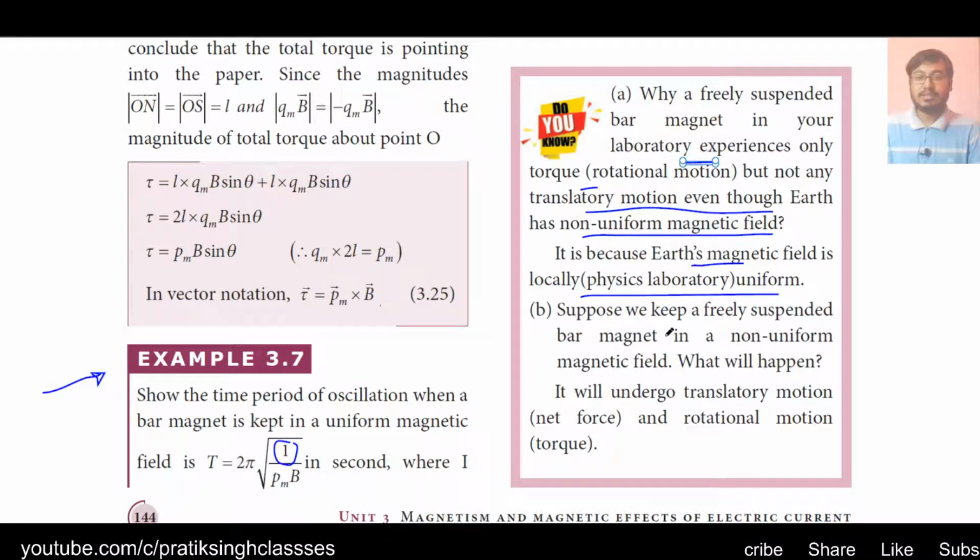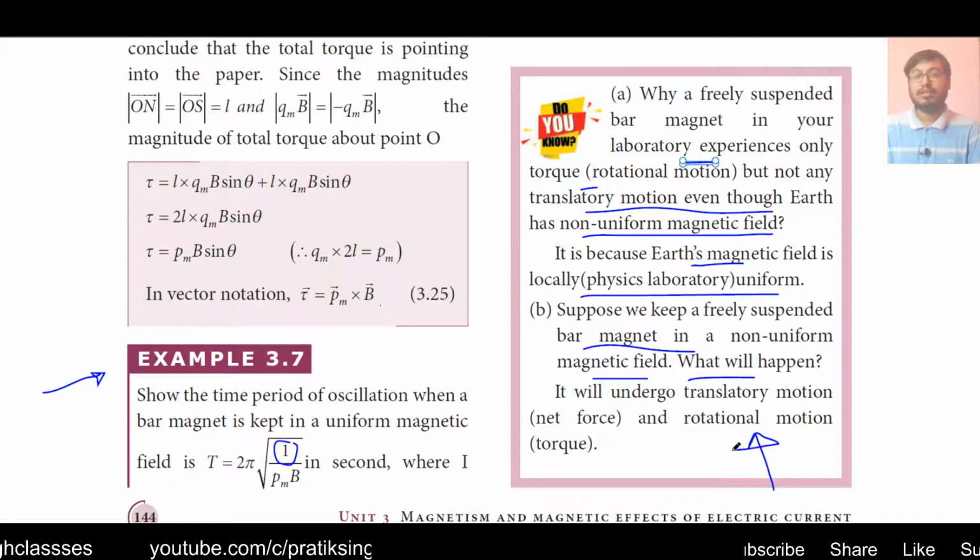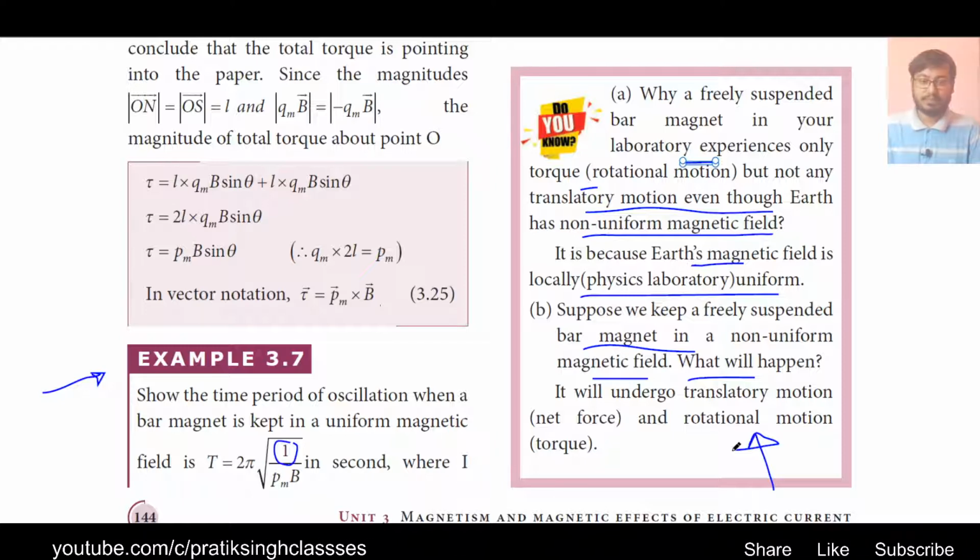Suppose we keep a freely suspended bar magnet in a non-uniform magnetic field, what will happen? In that situation the bar magnet will have two motions: one is translatory motion and the other is rotational motion. Both will happen on the bar magnet.